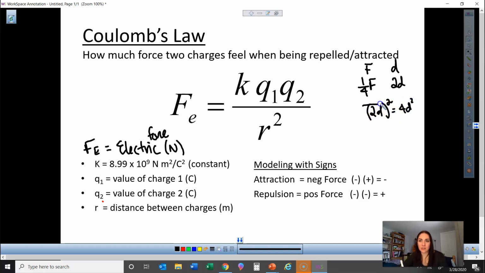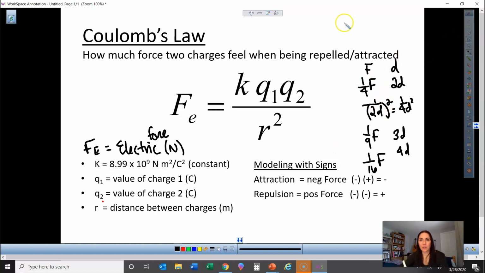And second, this is on the bottom of my fraction, so that's why it's inverse like this. So if I am 3d away, then I'm 1/9 the force. In other words, my force is getting weaker. And if I'm 4 times the distance away, I am 1/16 F, etc. So this will keep going and going.